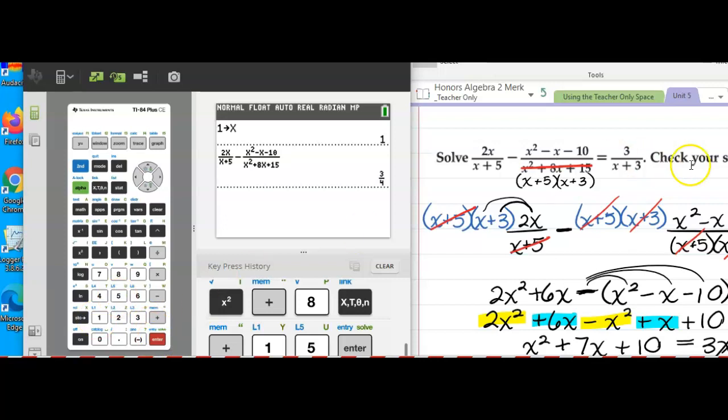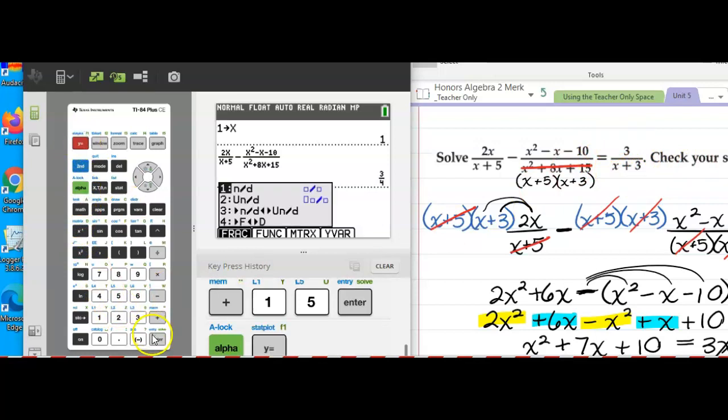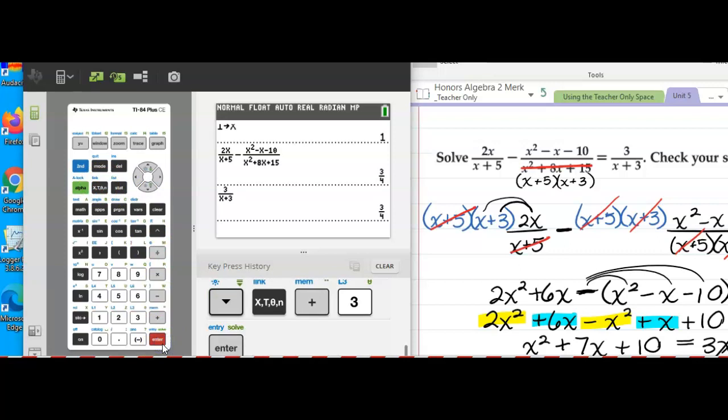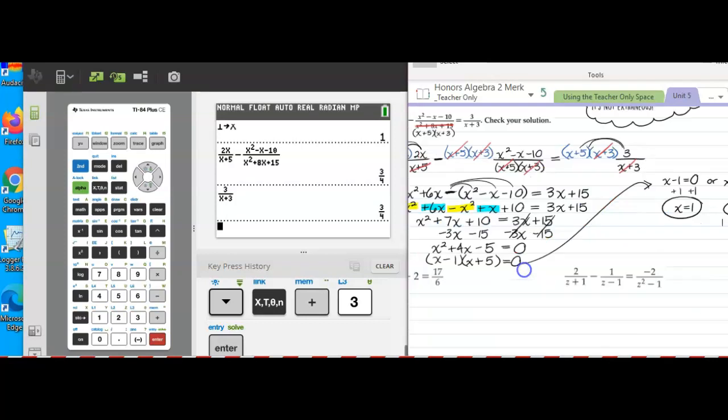3/4. Now I need to type the right side of my equation in. And I hope I get 3/4. If not, it's an extraneous solution. 3 over x plus 3. 3/4. So that means that our first solution works. X equals 1 is a solution. Now we need to check negative 5.